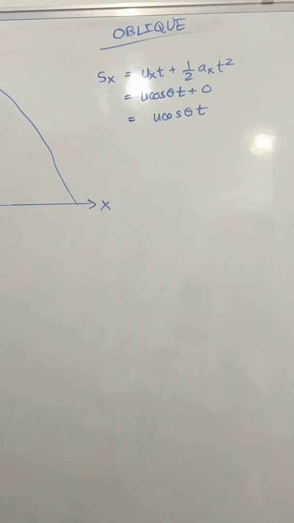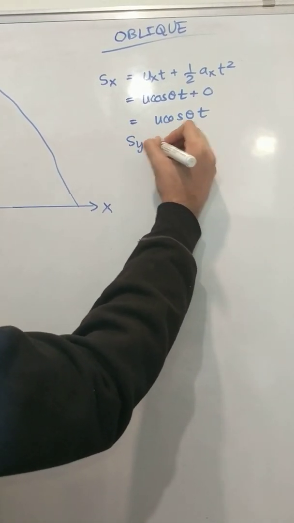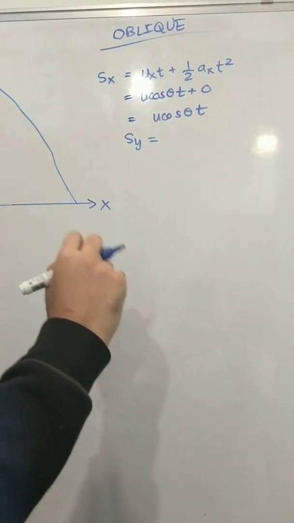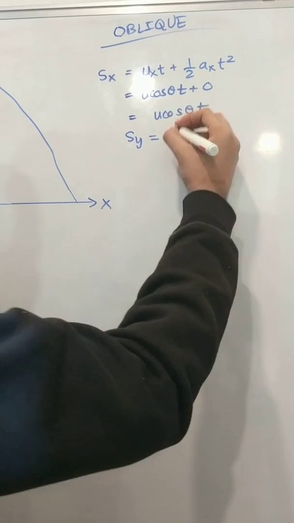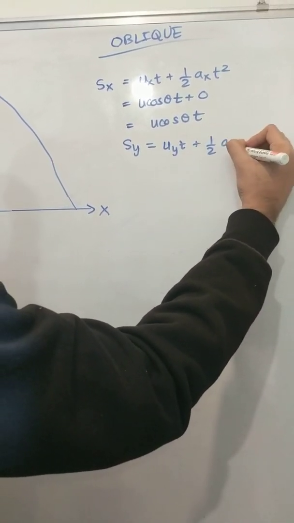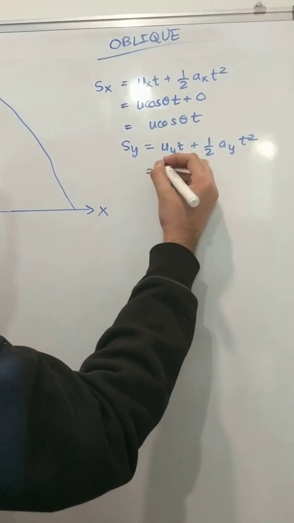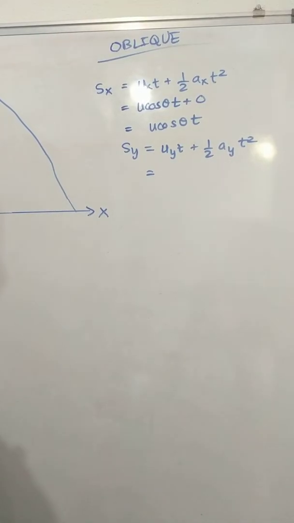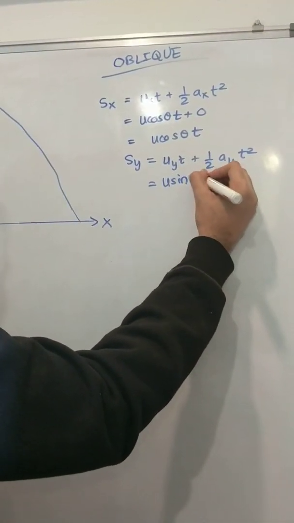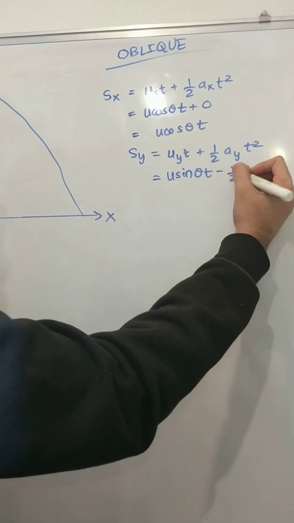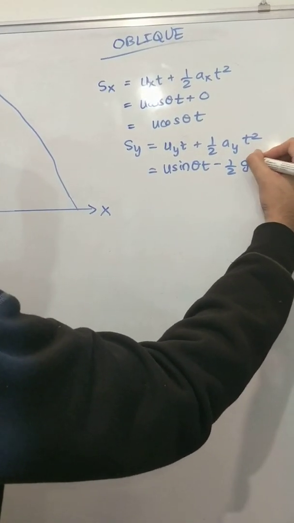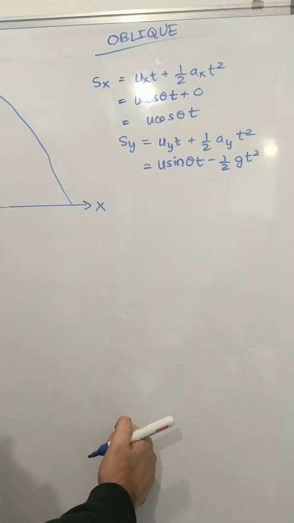And now let's do our displacement in y. Please note that these two do not affect each other. They are independent of each other. Now the velocity in y is u sin theta, and the acceleration in y, as I said, is negative g. There you have it.